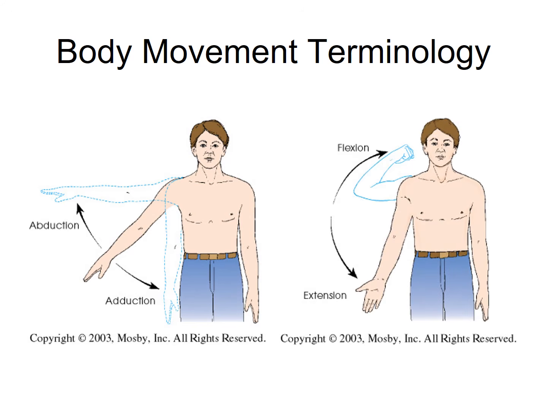If I decrease the angle, so put your forearm and your humerus at 90 degrees. Okay. Now, if I bring my hand toward my shoulder, I'm decreasing the angle. That's called flexion. If I go back to 90 degrees with my forearm and my humerus, and I bring my arm down, I'm increasing the angle. That's extension. So we've got flexion and extension.